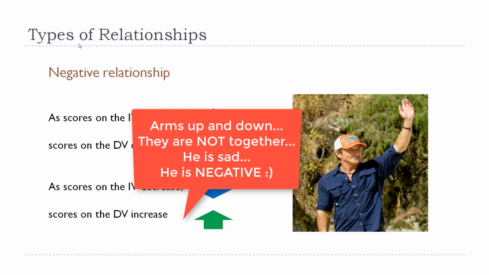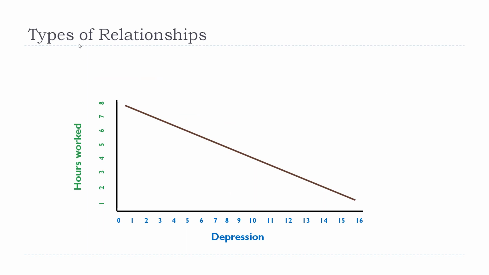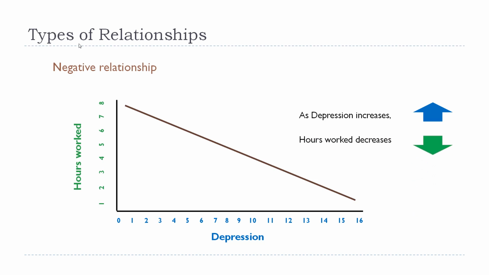If that's what we find via the graph, then that's a negative relationship. Okay, so in this case, as depression is increasing, hours worked is decreasing, which makes more sense, like, common sense wise, right? But notice they're going in different directions. And on a graph, that's what this would look like. Okay?